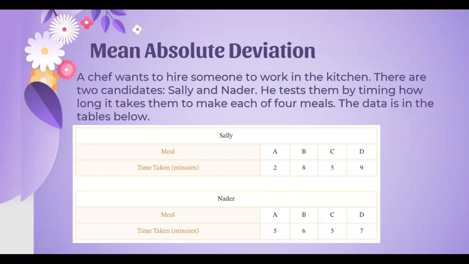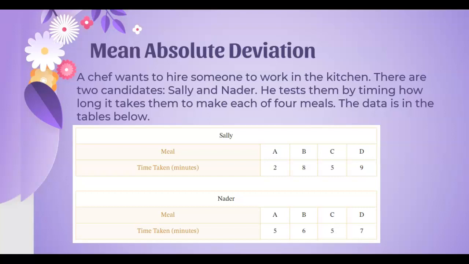All right, let's talk about how we're going to put this into practice. A chef wants to hire someone to work in the kitchen. There are 2 candidates, Sally and Nader. He tests them by timing how long it takes them to make each of 4 meals. The data is in the table below.